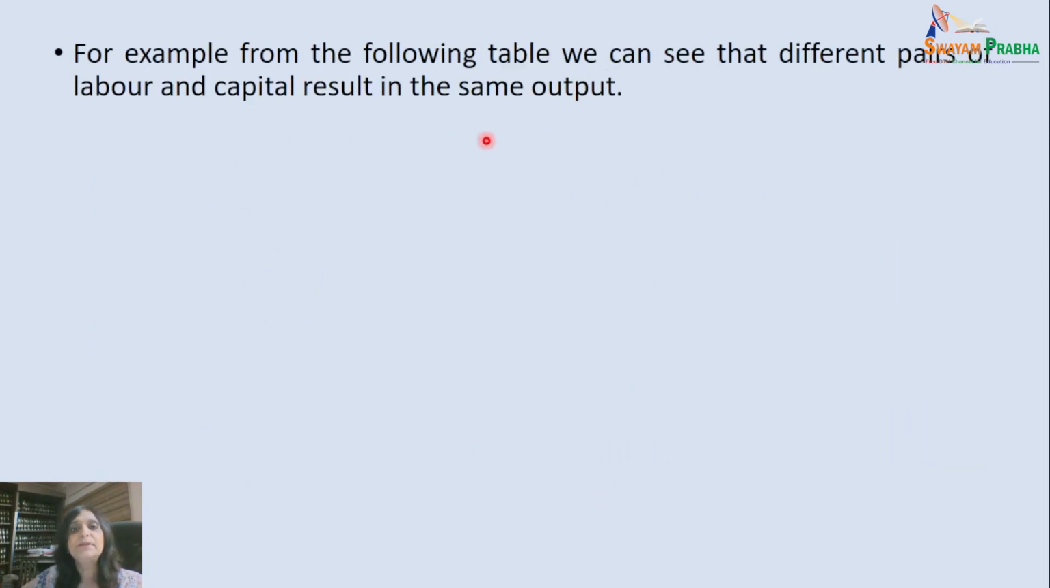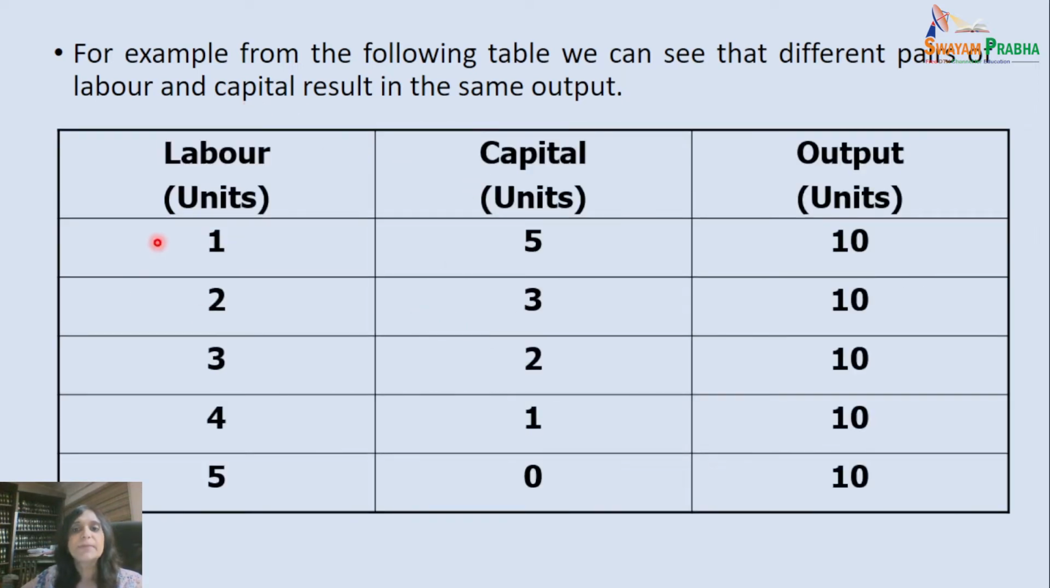For example, I am giving you this table wherein we are seeing different combinations of pairs of labor and capital which are resulting in the same output. You can either have 1 unit of labor and 5 units of capital. This combination is giving you 10 units of output. So this becomes one combination. Another combination we see is that you are using 2 units of labor and 3 units of capital. But again, this second combination is also giving us the same level of output, and so on.